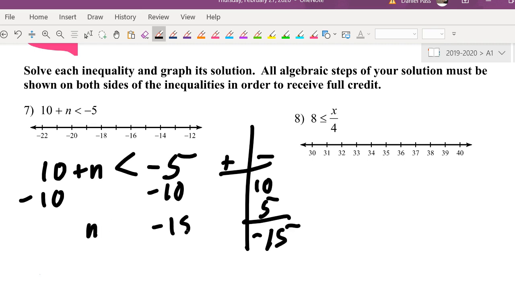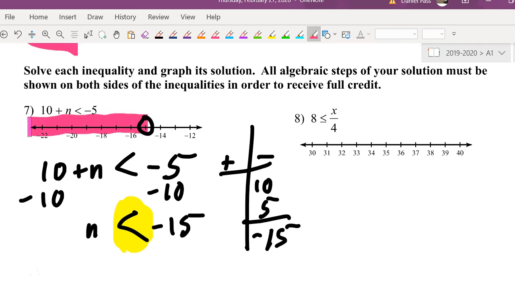Alright, wait a second. Do we need to change our inequality sign? Yeah, you're right. Good job. Because we're subtracting, right? We are not multiplying or dividing by a negative. Good job. Alright, so open circle. Open circle. Which way? To the pointy left. Pointy side next to n.